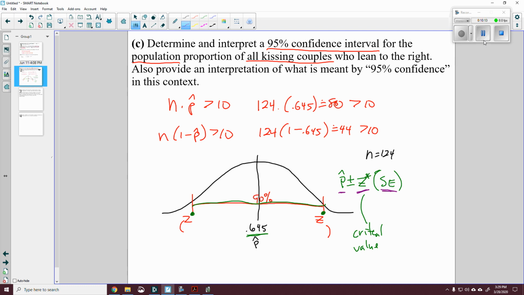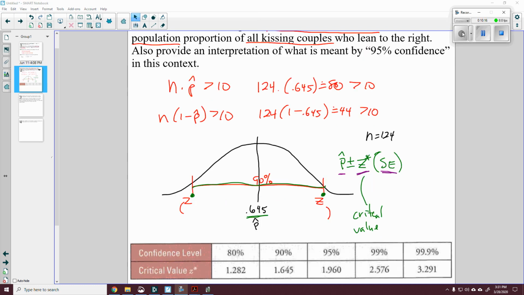Now, I did hand out a sheet that had this information on it. So I can see that at a 90% confidence interval, the z asterisk, the critical value, is going to be 1.645. But I want you to know how to calculate that in case you don't happen to have this in your wallet or your purse or your notebook.